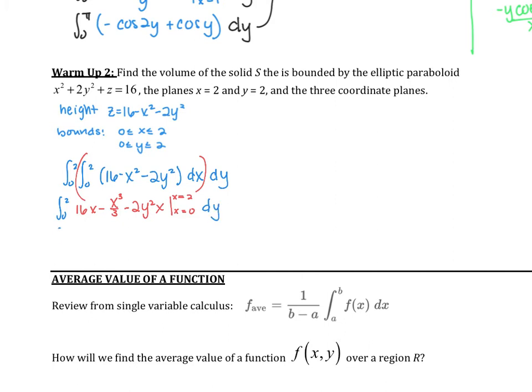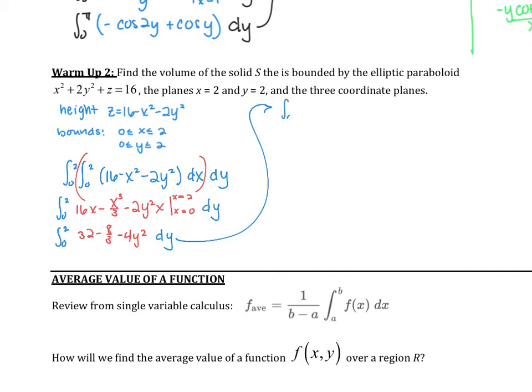All right, so plugging in 2 and 0, let's see what happens when we plug in 2. We get 32 minus 8 thirds minus 4y squared. Plugging in 0, we get 0, so it would be minus 0, so we're just going to leave that. And now this problem becomes an integral with respect to y.